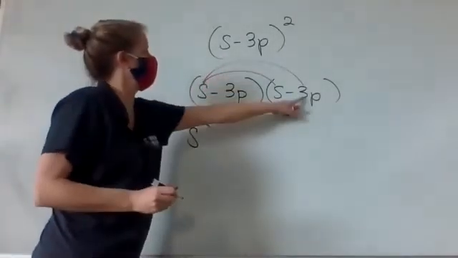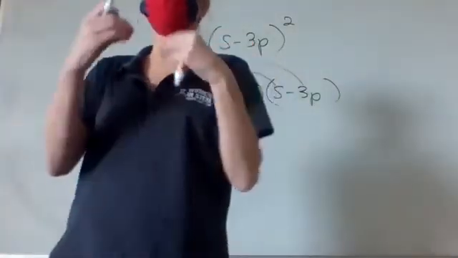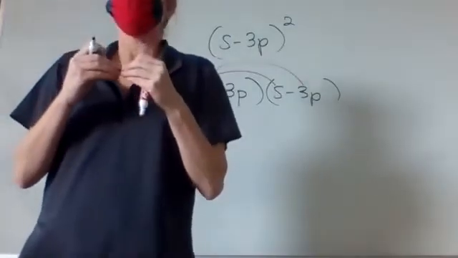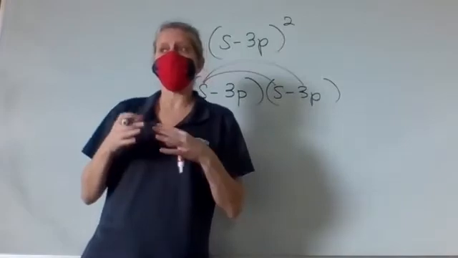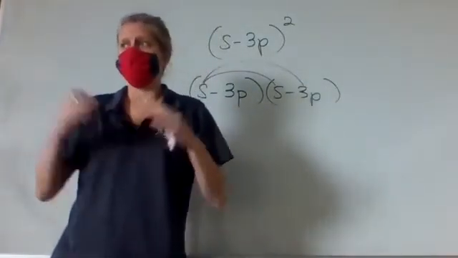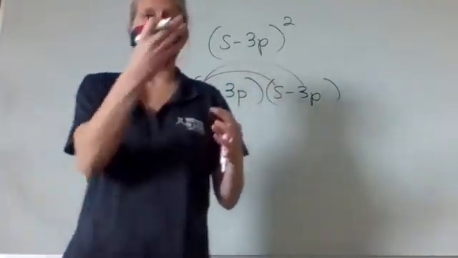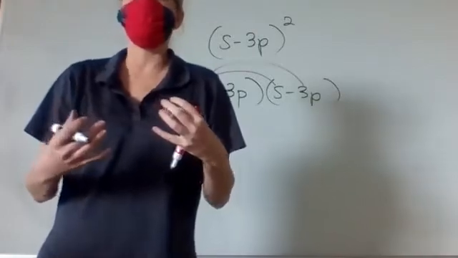S times negative 3p. Now, the p and the s are just going to hook together. When I do that, I like to put them in alphabetical order, because on the next step it's going to be clearer which terms are like terms to combine.